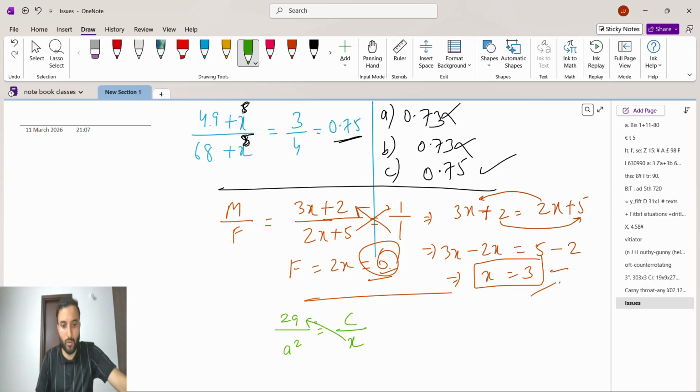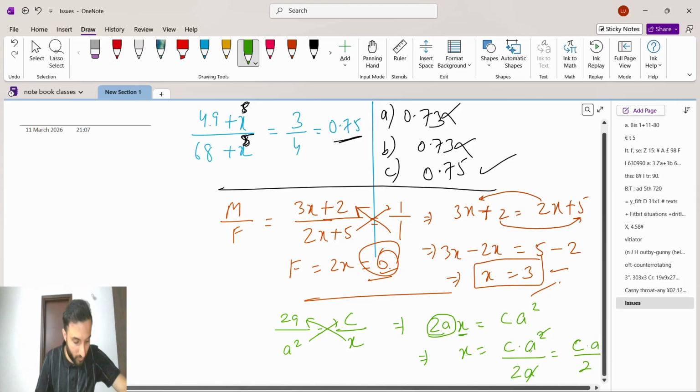So what we will do? We will do cross multiplication. It will become 2a into x equals c into a square. We have to find x, so 2a will go that side, so it will be divide, because 2a here is in multiply. When it will go that side, it will be divide. So c into a square by 2a. Guys, see, a and a will get cancelled. So we will get c into a by 2. The x is equal to c into a by 2. Yeah, that is the correct answer.